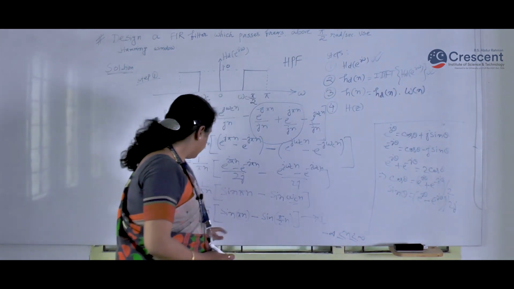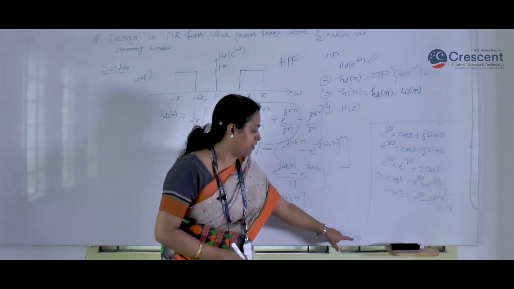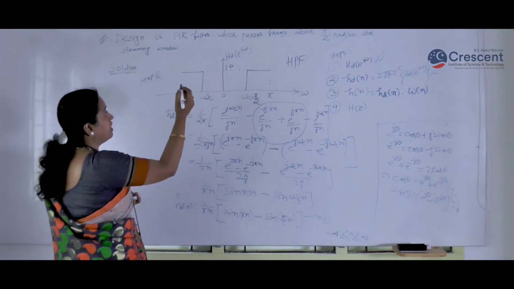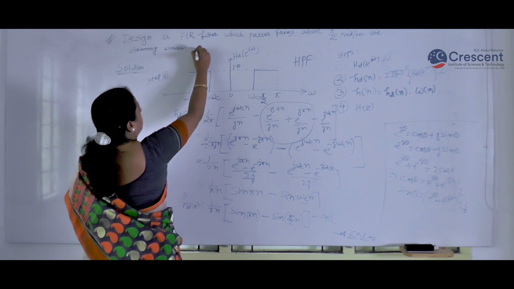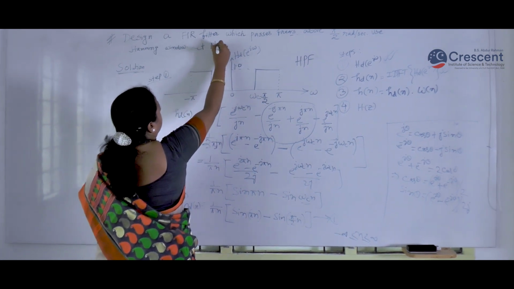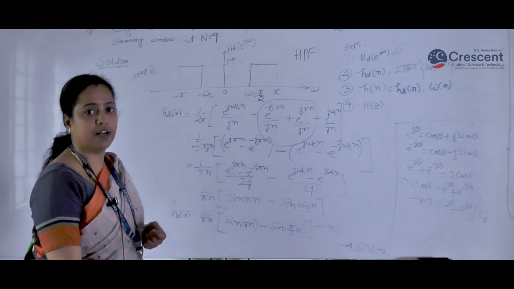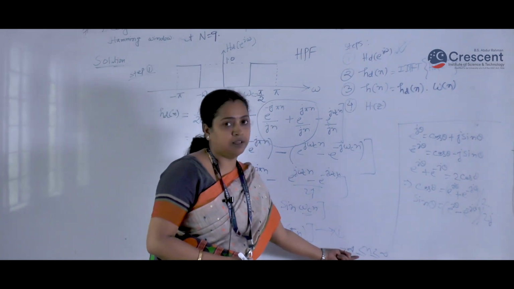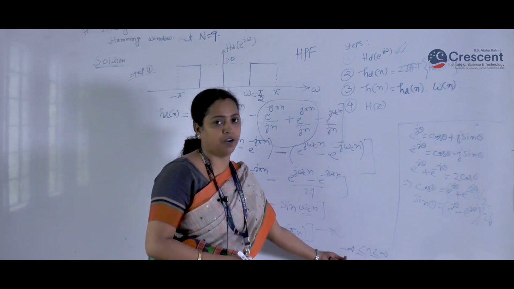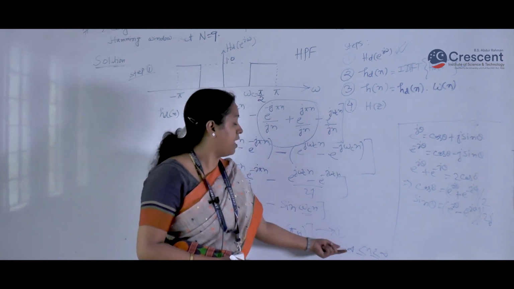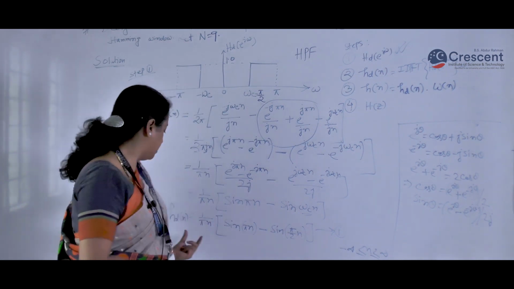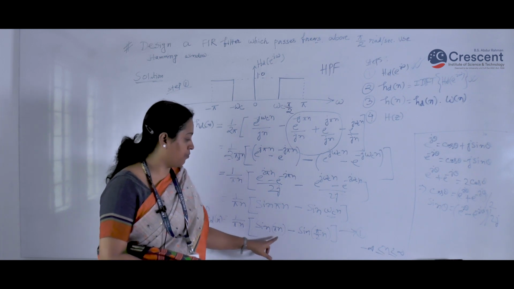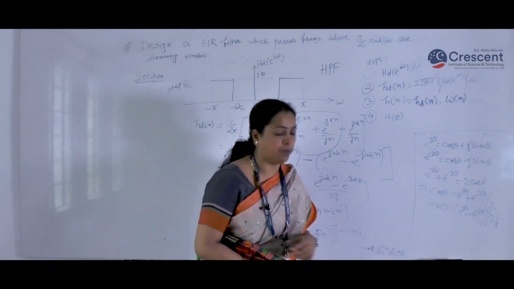Now you see that this hd of n is from minus infinity to plus infinity, of infinite duration. Here in the given filter design, let nothing be given here. So let us consider, let N equal to 9. Suppose we are considering N equal to 9. Now we need not find out all the infinite values, because that will be a waste of time. So we can consider only the 9 samples of hd of n.